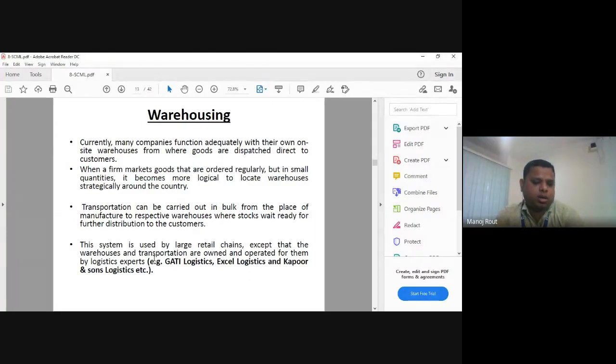If you take the retail side, this system can be used by retail chains, except the warehouse and transportation are owned and operated for them by a logistics expert. Examples are Gati Logistics, Excel Logistics and Corporate Son Logistics. These are the best examples of players in retail chains who play a vital role in warehousing. They provide a large amount of warehouse facility in different geographical locations. Moving to the next slide.